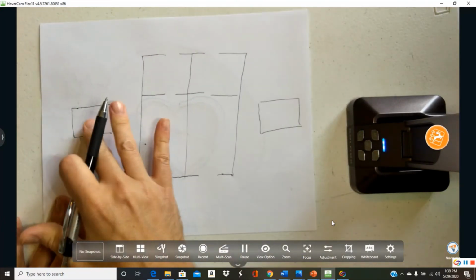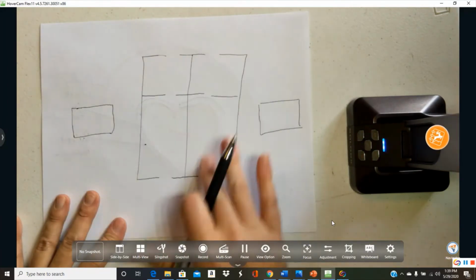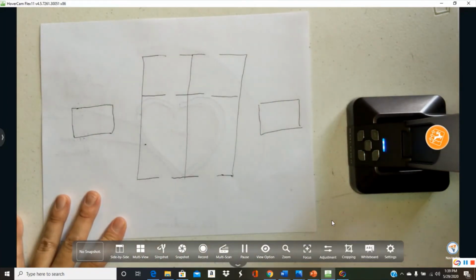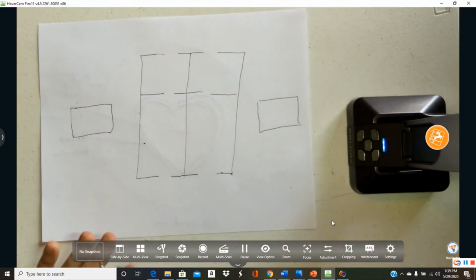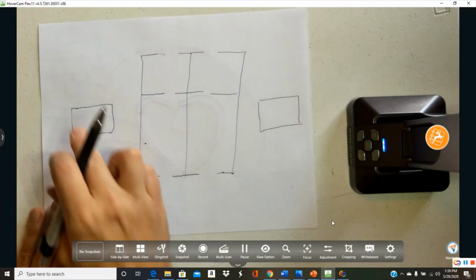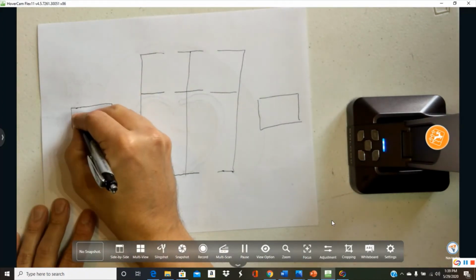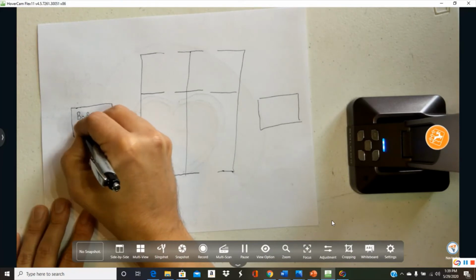Now, we're going to draw a box like this and two boxes on each side. Now, what I want to do is go ahead and start labeling these boxes. We're going to start with this box here, and we're going to label this box Body Systems.